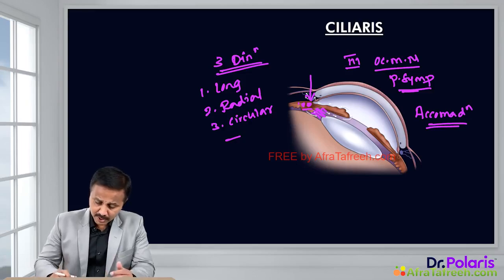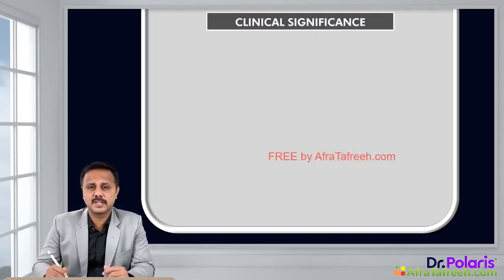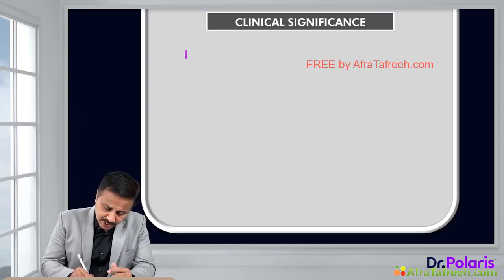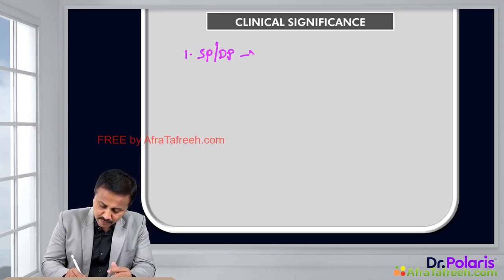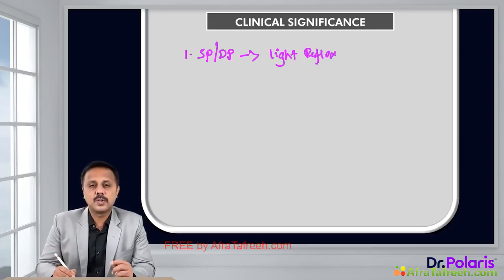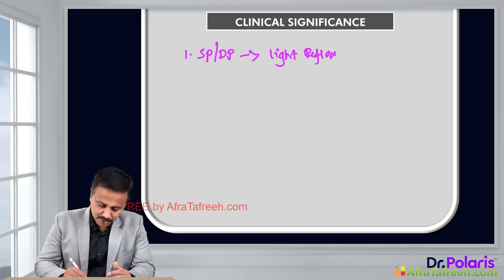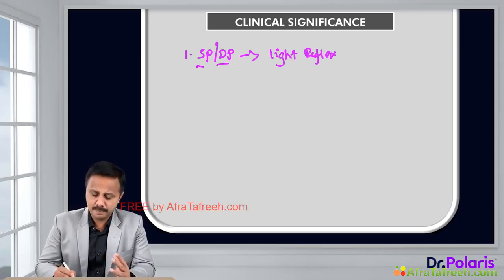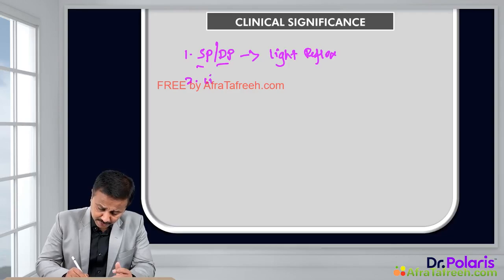This is about the three intraocular muscles. Now, what about the clinical significance? As I said, the integrity of sphincter pupillae and dilata pupillae is essential for eliciting what? Light reflex. So, an intact light reflex not only indicates the proper functioning of the two cranial nerves, optic and oculomotor, but also suggests your sphincter pupillae and dilata pupillae are functioning normally. Then, the ciliaris muscle.